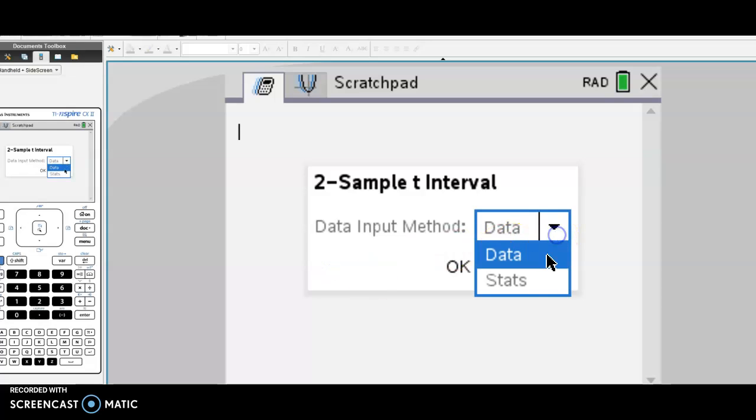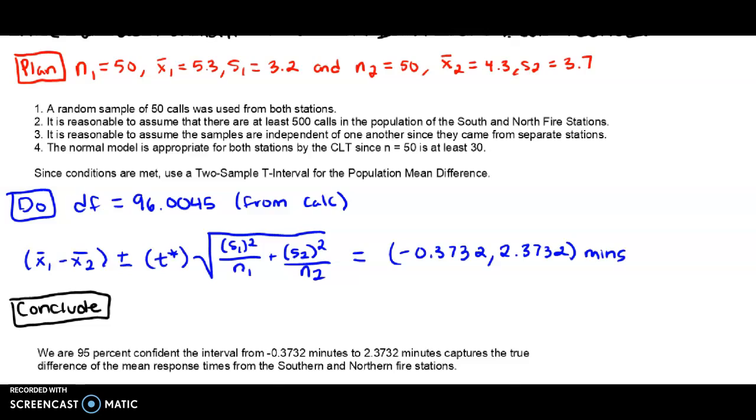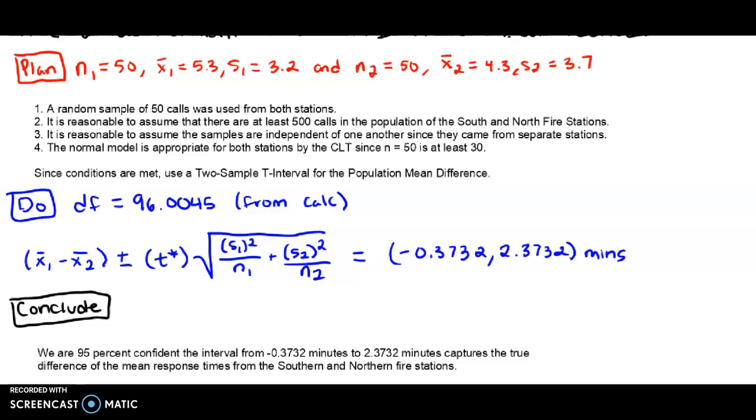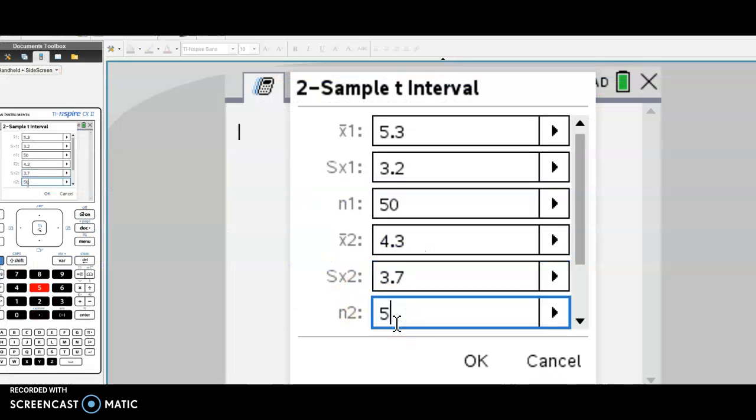And I don't have the data, but I do have the statistics. In my statistics, I had an average of 5.3 minutes with a standard deviation of 3.2 minutes and a sample size of 50 calls. In my second group, the Northern Fire Station, I had an average of 4.3 minutes with a standard deviation of 3.7 minutes and also 50 calls.